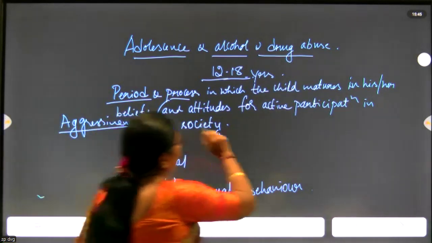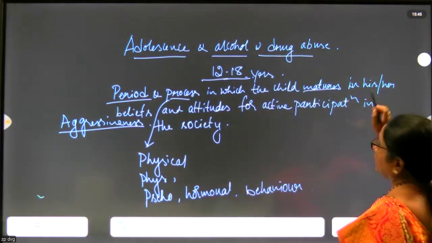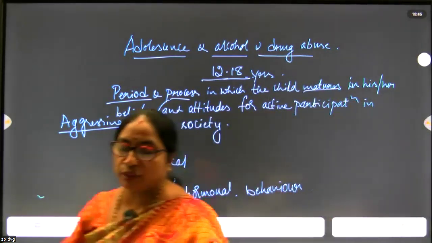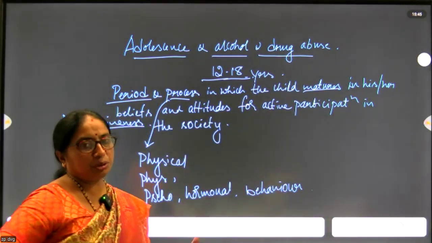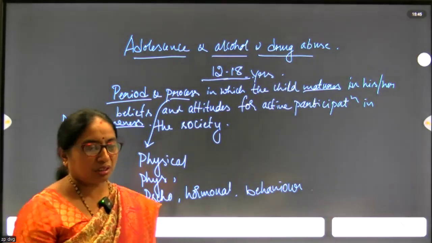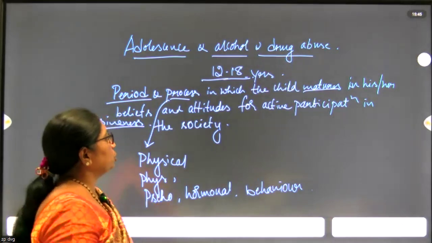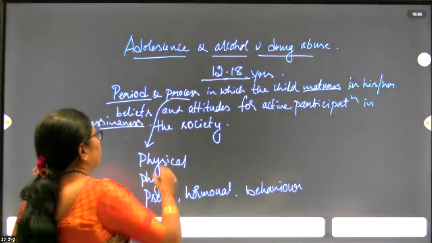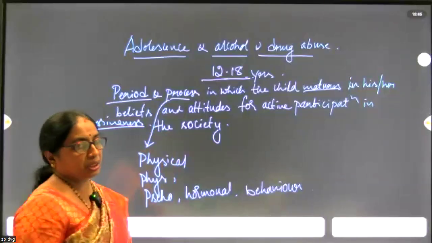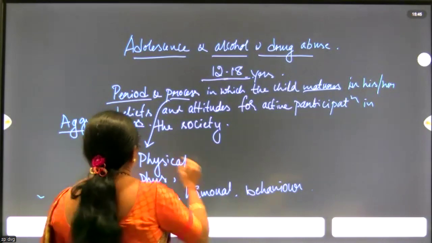So in this period or process, the child is going to mature in his ideas or beliefs or attitudes. A child thinks I should become a doctor, I should become an engineer, I should become a politician, or I should become an industrialist. So they think and they become a little bit mature in their beliefs and attitudes, and they start slowly participating in the society.